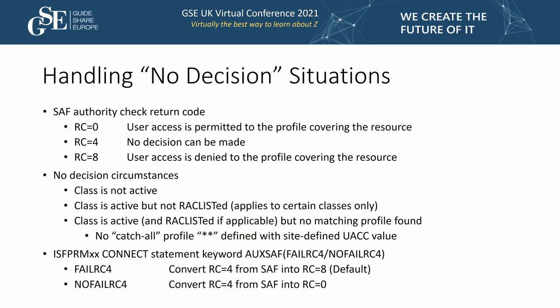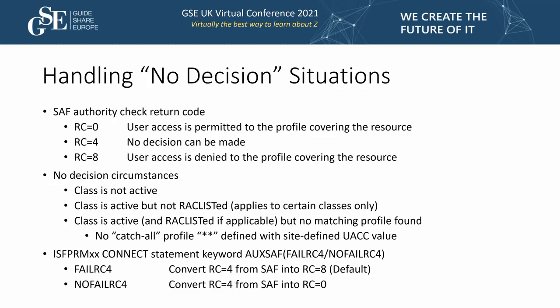Handling no decision situations, right? I mentioned this before on the old way that 2.4 used to operate, where it used to ask SAF always to make a decision, and if the SAF product returned an 8, which meant that you couldn't do it, that was it, you didn't have access, or 0, you did have access. So 4 typically means that it can't make a decision for some reason.